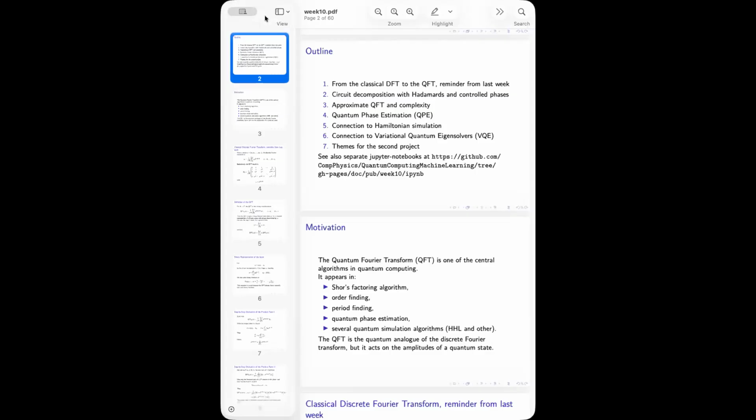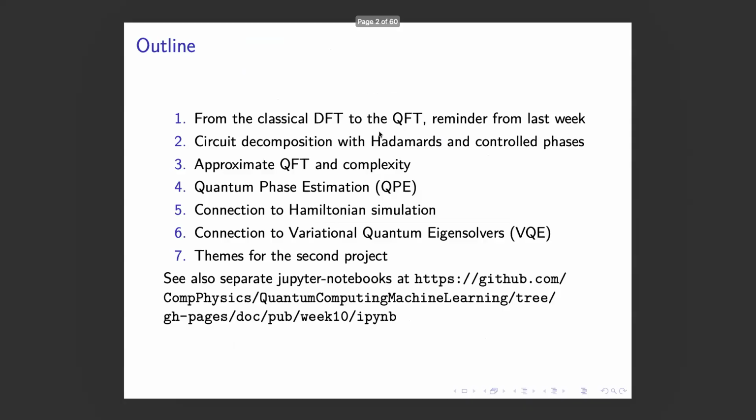So I hope you don't get offended if I remind you of some of the things we've done. But since we had a break in between, it can sometimes be useful to remind ourselves of some small technicalities. So what we did last week was actually to summarize the quantum Fourier transform.